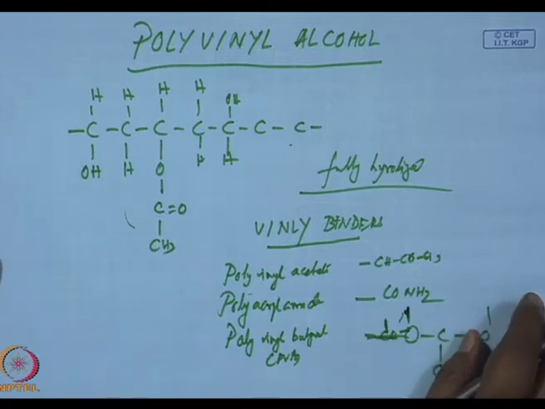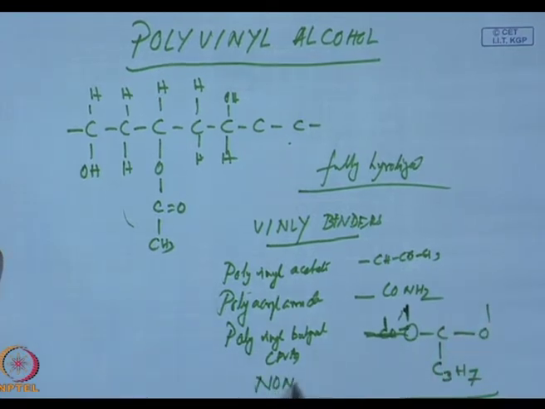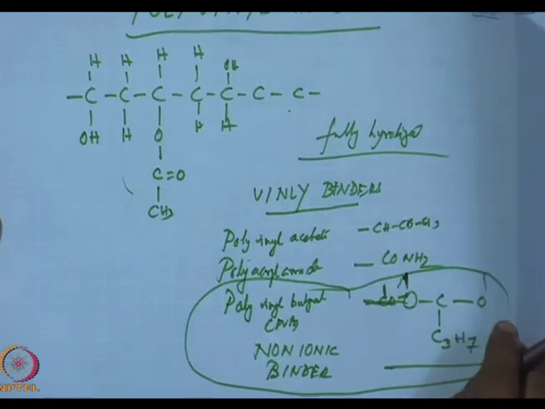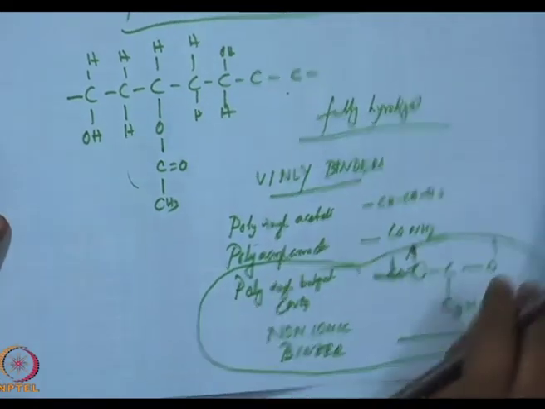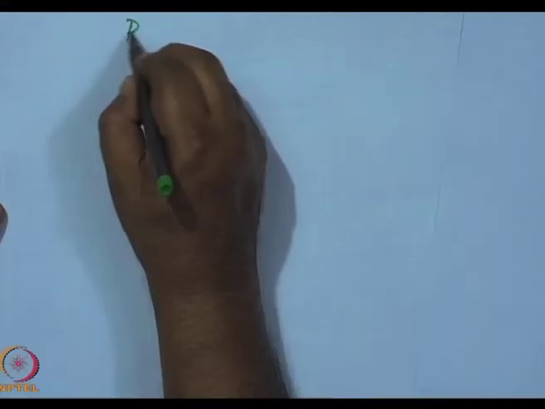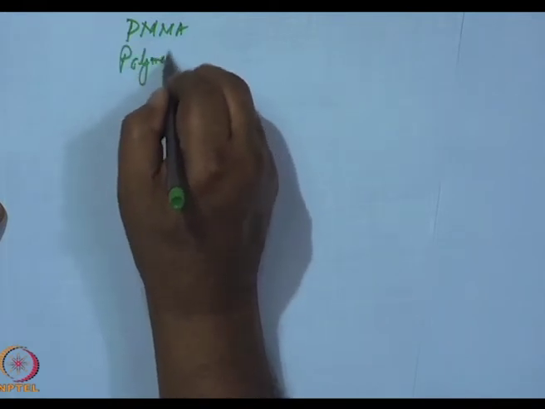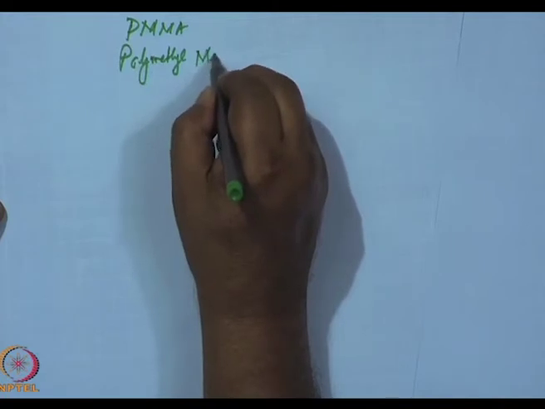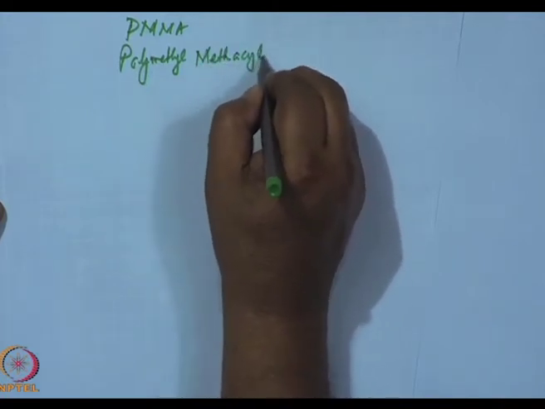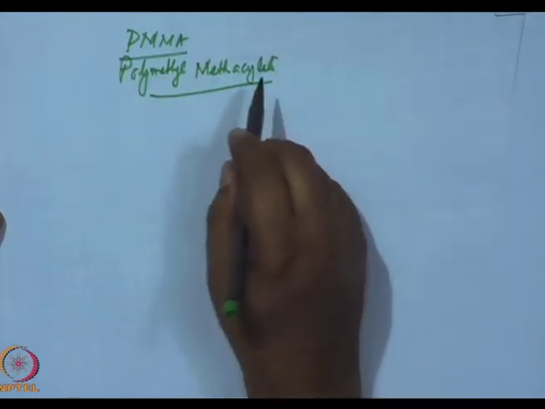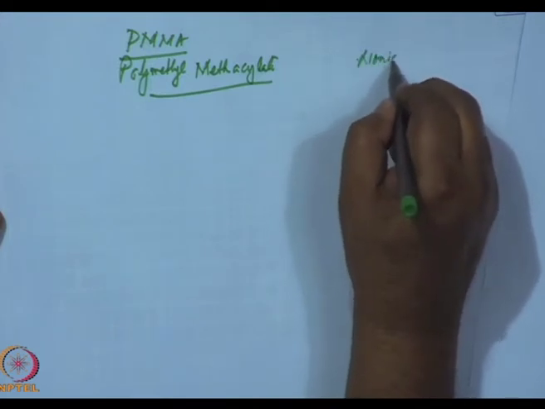Polyvinyl butyral. This is a non-ionic binder. Another non-ionic binder is PMMA, polymethyl methacrylate. This is also a non-ionic binder.